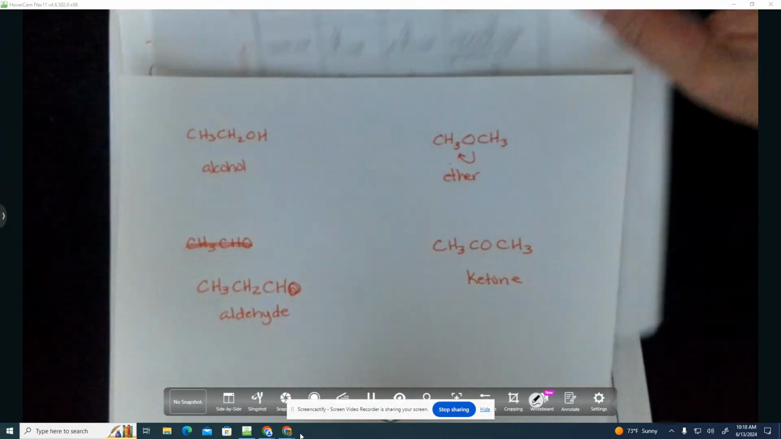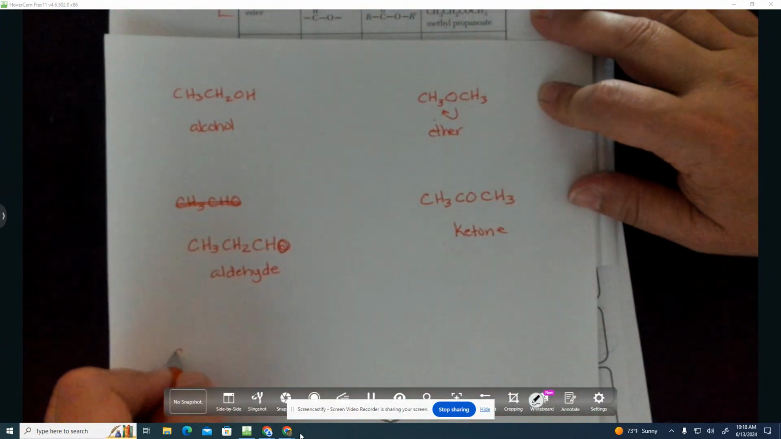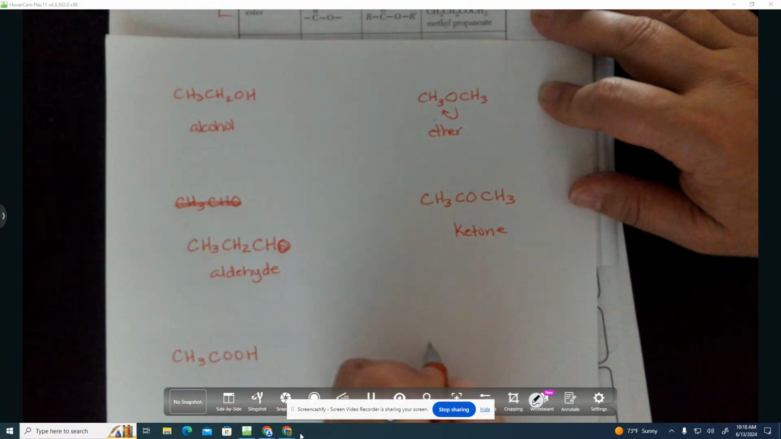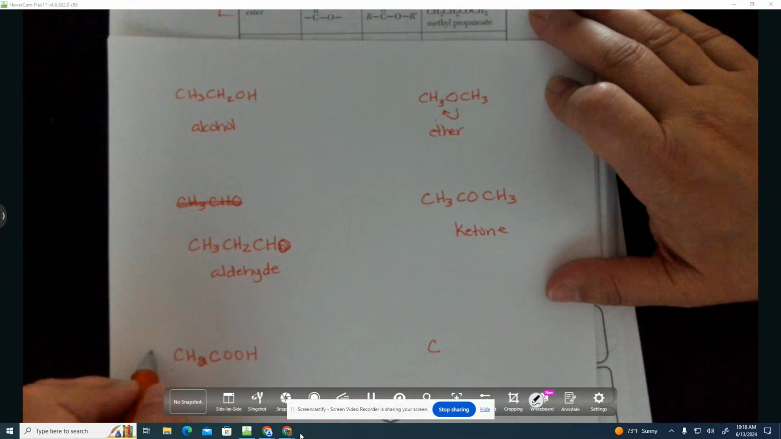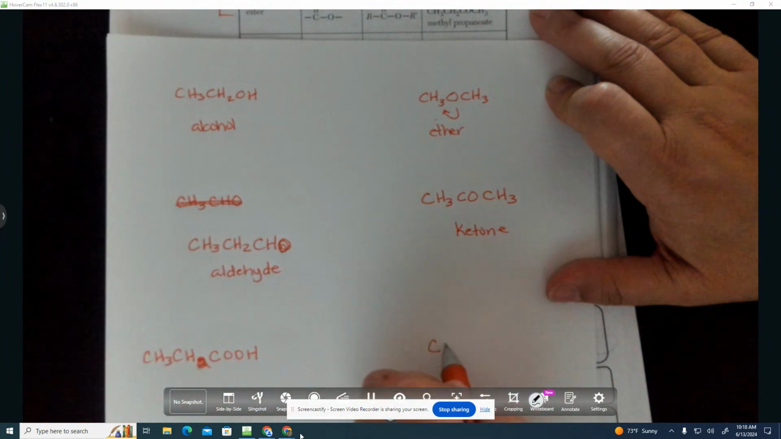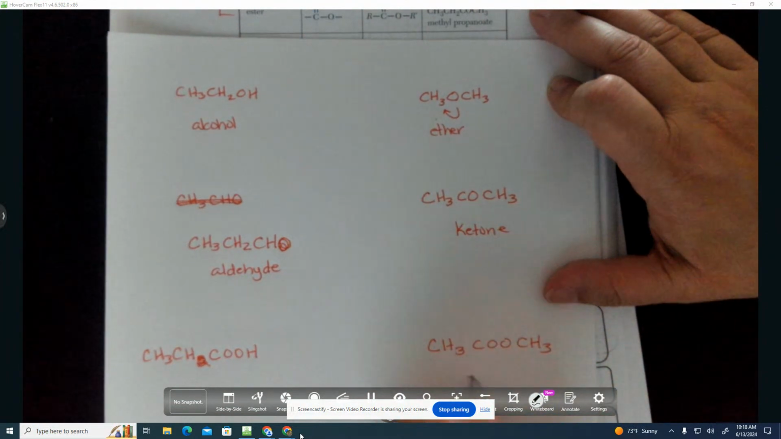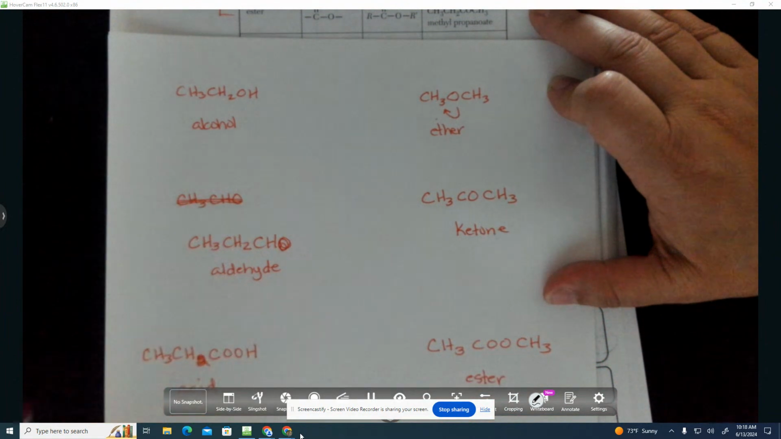And then finally you have your organic acid and your ester. Okay, your organic acid is going to look like this, COOH. And your ester is going to look like, I should make them bigger, CH3, CH2, COOH. So CH3, COOCH3. Okay, this is an ester. This is an acid, organic acid.